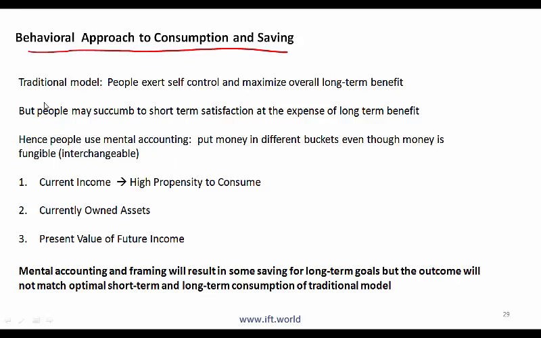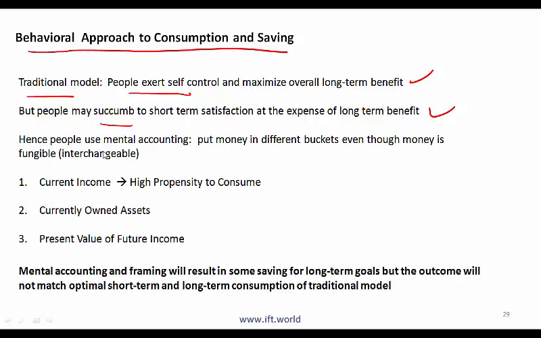What does the traditional model say? The traditional model says that people will exert self-control and they will make a choice between short-term spending and saving decisions so as to maximize overall long-term well-being. All right, so that's what the traditional model says. The behavioral model says that people are not necessarily this rational. So people may succumb to short-term temptations, short-term satisfaction at the expense of what is better in the long run. Does this happen? It does happen. So the behavioral approach recognizes that human beings have limitations.